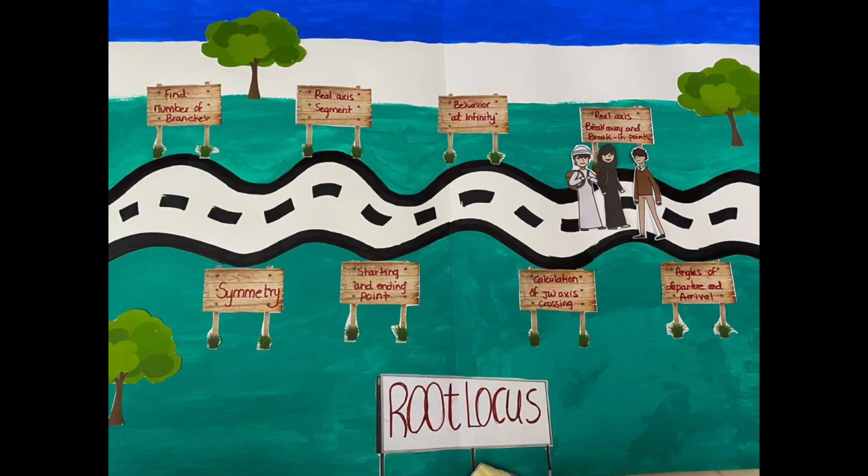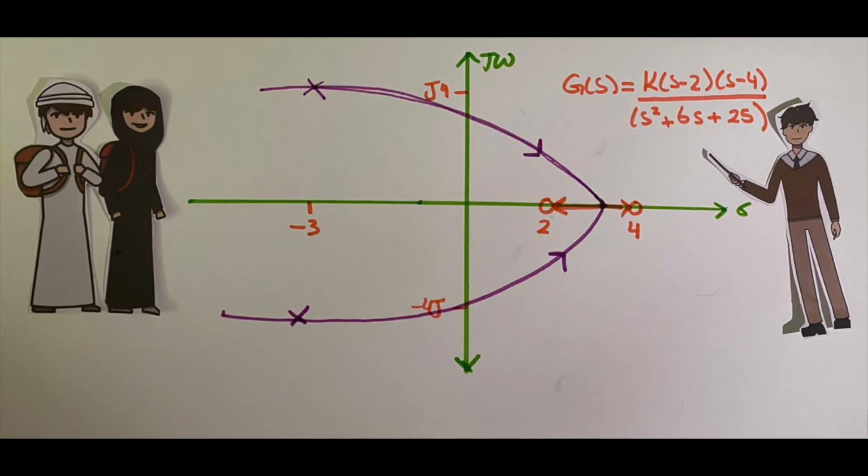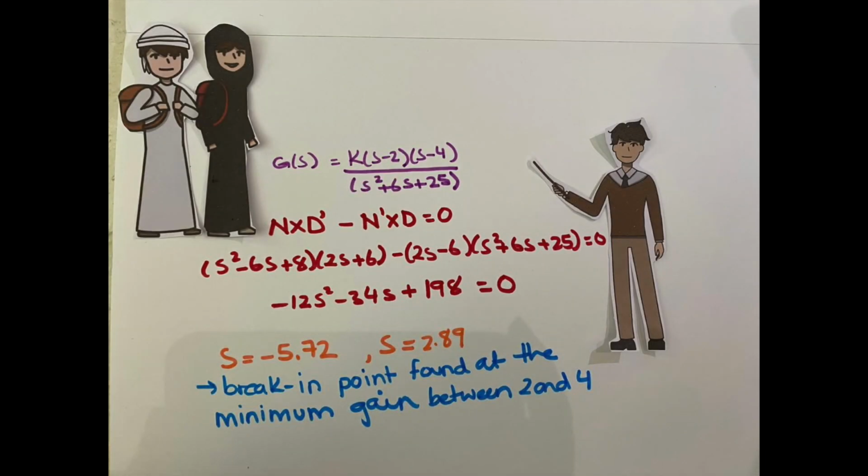To understand how to refine the sketch, we will look at another example. In this example, we can calculate the breakaway and break-in points. But how can we find these points? First, we need to find the derivative of the denominator and the numerator. Plug them into the equation and find the roots.